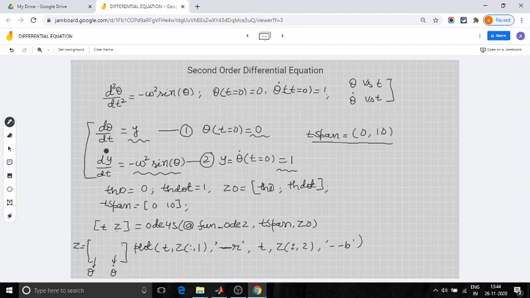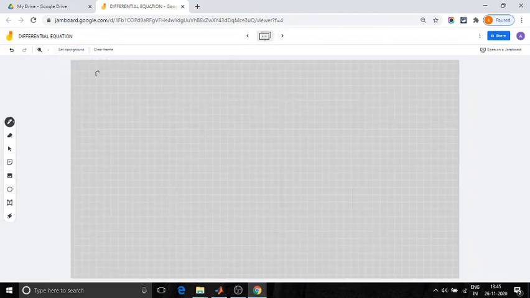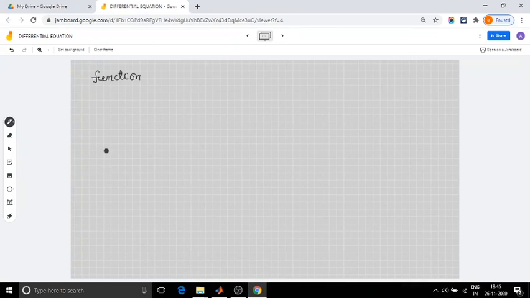Next important thing is about the function. So let me write down the function file. We have already seen how to write down the function file. First we'll write the function line, function, and then here the output is, say I'm writing the same output name z dot, and then the function file name I've written, I think fun, and it is ODE2, so I've written ODE2, and here again we'll write down t comma z.